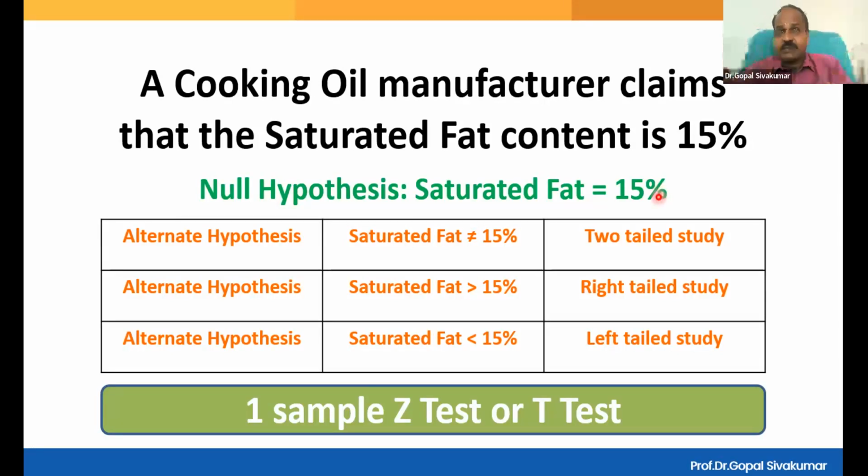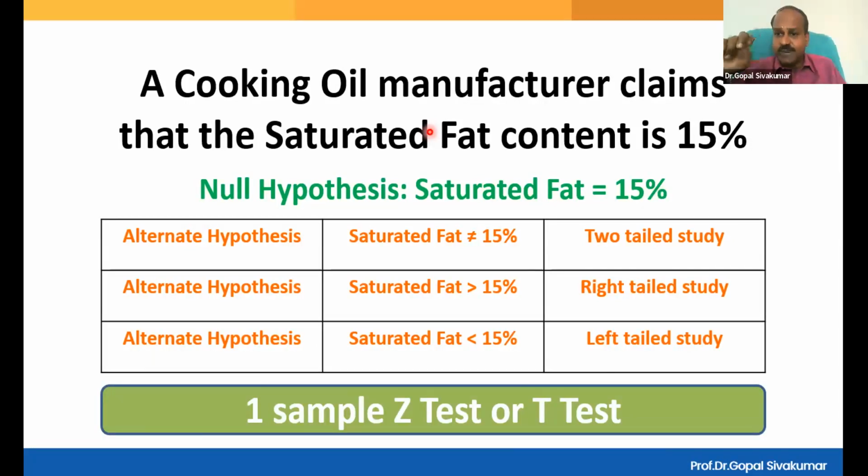Now your test is called one sample t-test. When to go for one sample t-test? Your data must be continuous. Can you see fat content? Can you all understand fat content is continuous data? Am I right? Fat content is measurable. So fat content is continuous data.